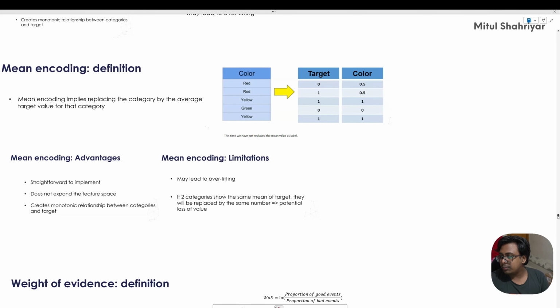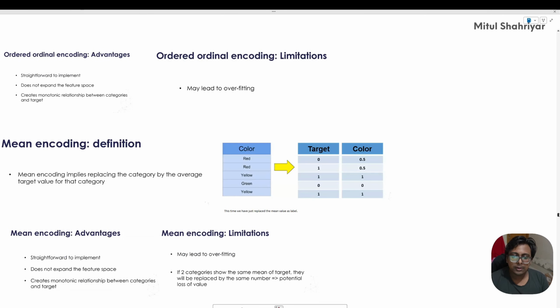Now let's come up with the benefits of it. The advantage is that it is straightforward to implement, does not expand the feature space, and creates a monotonic relationship between categories. Okay, this is what we are much more interested in. We'll see that later on. The limitation is basically maybe overfitting. I hope I have discussed in my earlier videos about this overfitting and when it happens, right? So yeah, we will look into that.